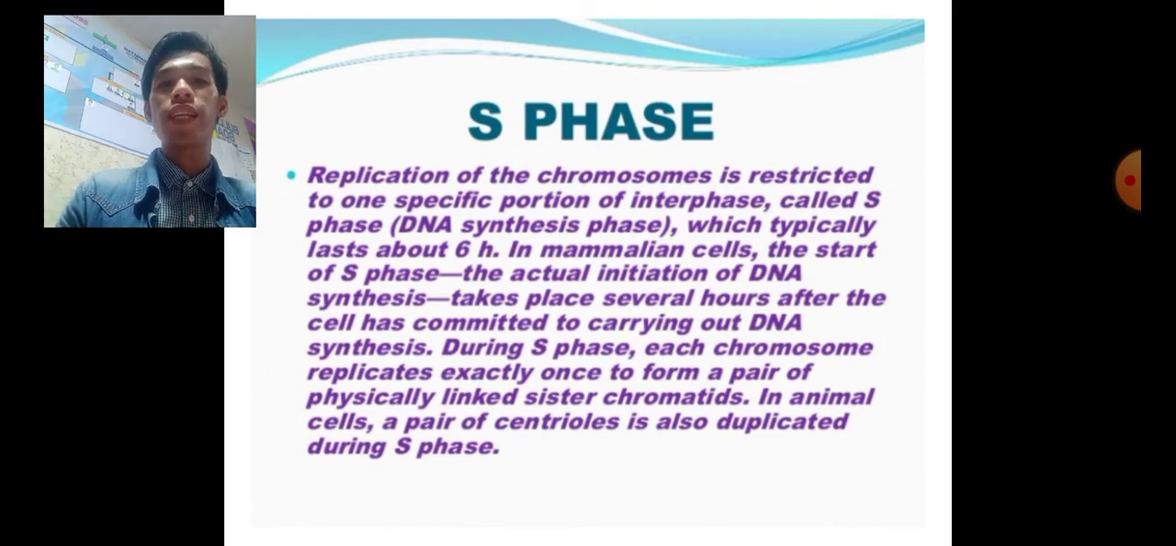During this phase, each chromosome replicates exactly once to form a pair of physically linked sister chromatids. In animal cells, a pair of centrioles is also duplicated during this phase.